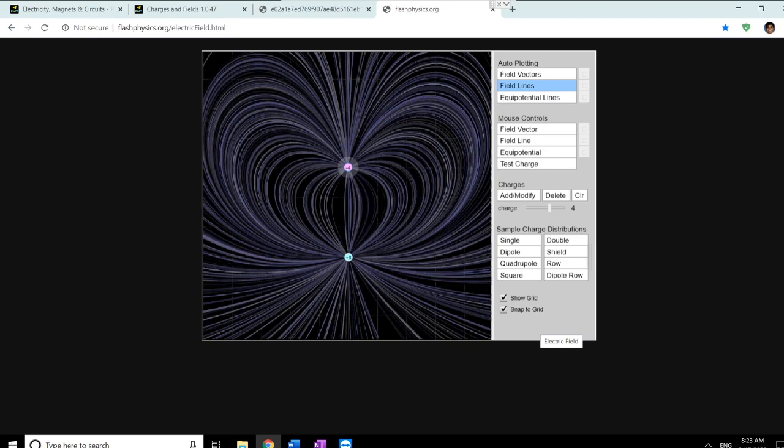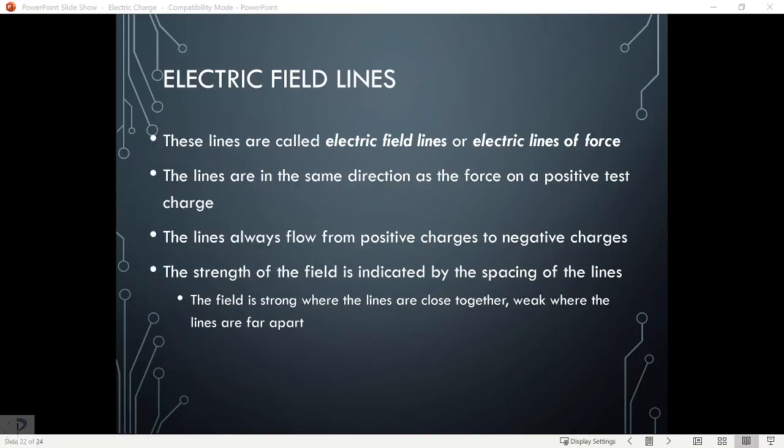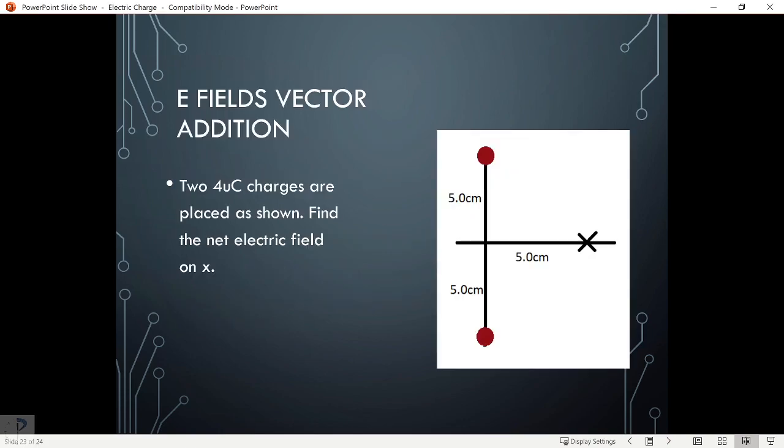All right, so back to the PowerPoint view. Let's go and try one more problem. This one, now we have two charges and we're trying to find the net electric field from both of them.